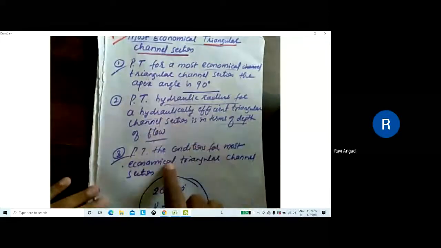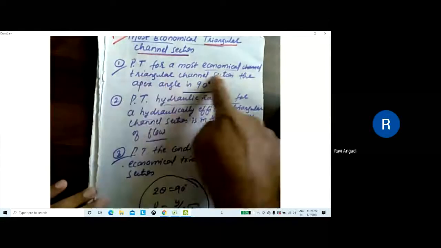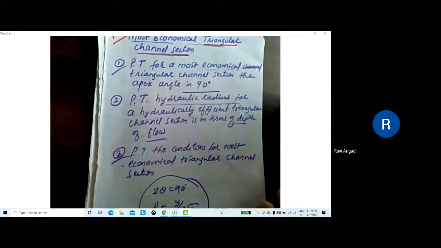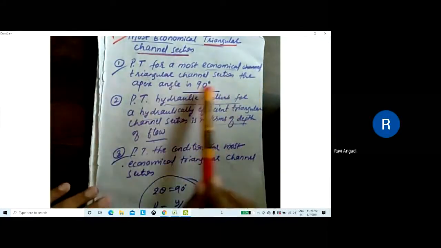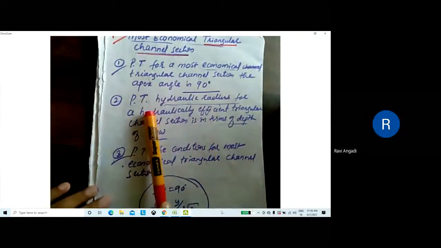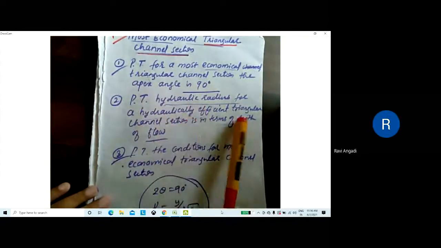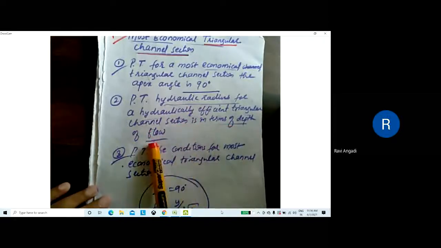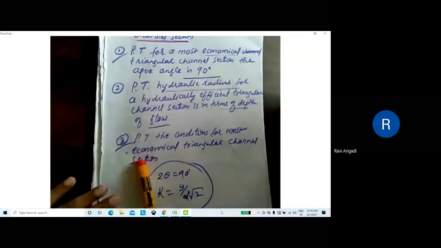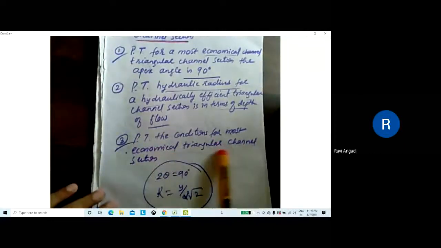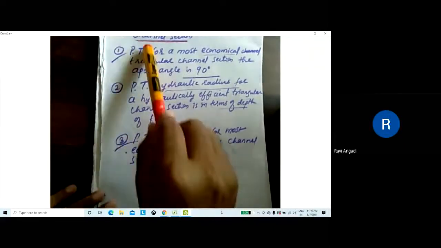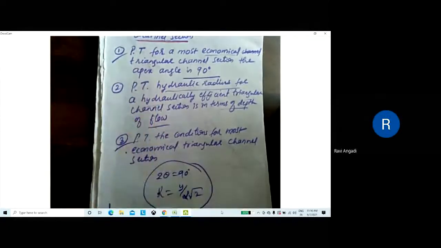So for all three questions, see here I have given: prove that for the most economical triangular channel section the apex angle is 90 degree, or prove that the hydraulic radius for a hydraulically efficient triangular channel section is in terms of depth of flow, or prove the condition for the most economical triangular channel section. So the conditions for all three, they have asked in different ways. For all three, the answer is same. I hope you understood in what way the question may be asked, right? Yes.